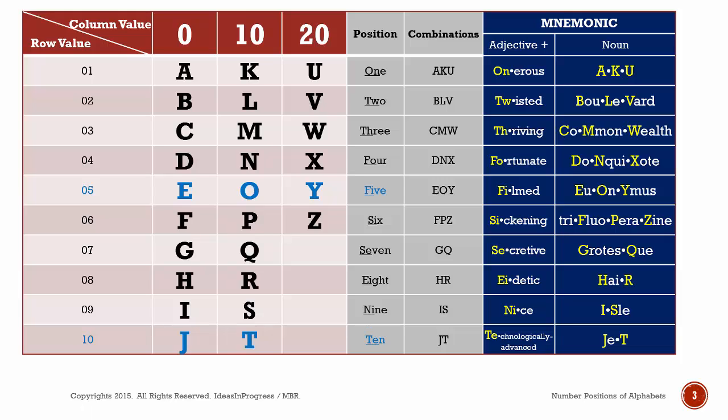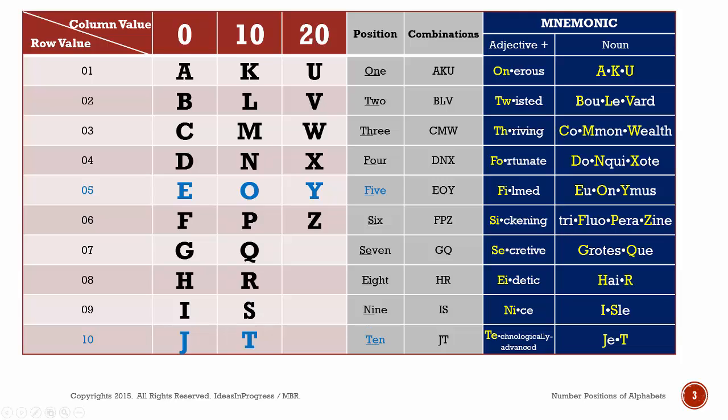In order to remember the number position of an alphabet, you need to know which combination it belongs to. You need to remember all the 10 combinations and the position of those combinations. So you need to remember the combinations AKU, BLV, CMW, DNX and so on, and their positions 1, 2, 3, 4 and so on. I have developed mnemonics for remembering that, and it's quite easy. Let's take a look at it.